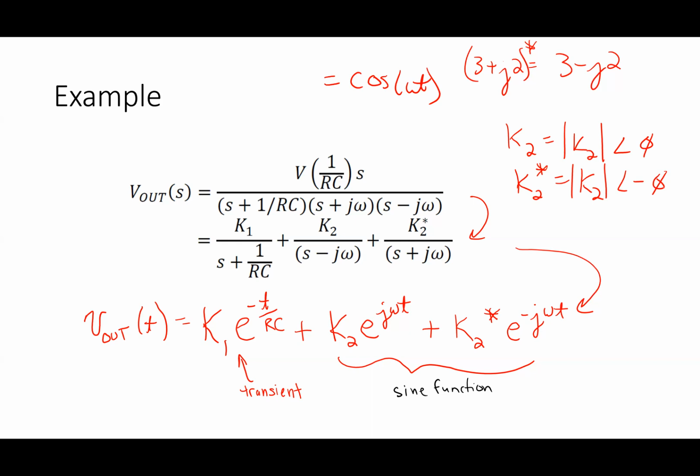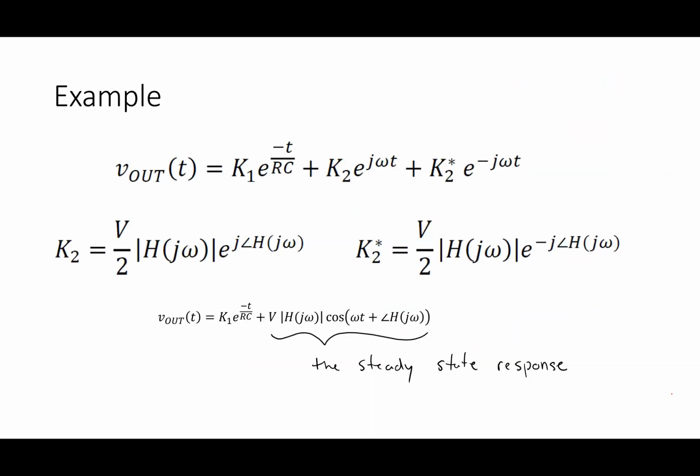So if I use Euler's identity, what I would see is that this guy would basically become magnitude of K2 times 2 times cosine of omega t plus phi. That's basically Euler's identity at work. Those two exponentials come back and become a cosine together. We don't need to think too hard about that. Basically, what I have is a transient response, and then this thing is the steady state.